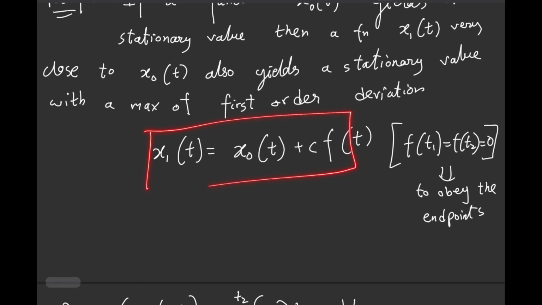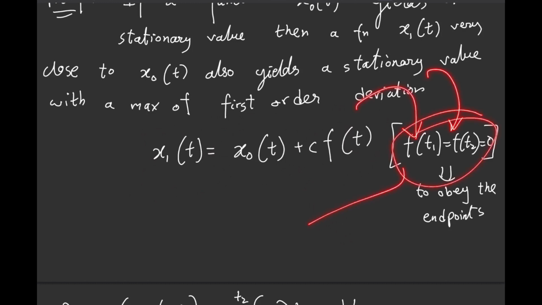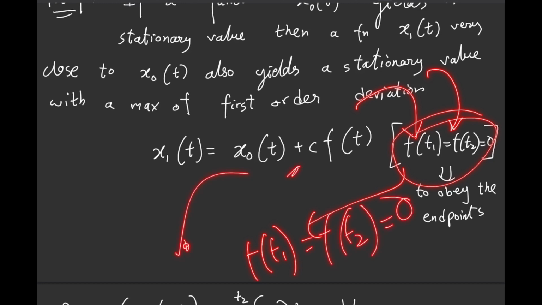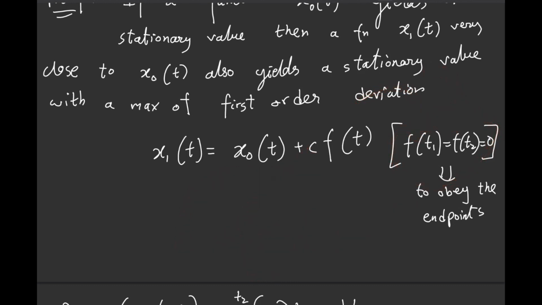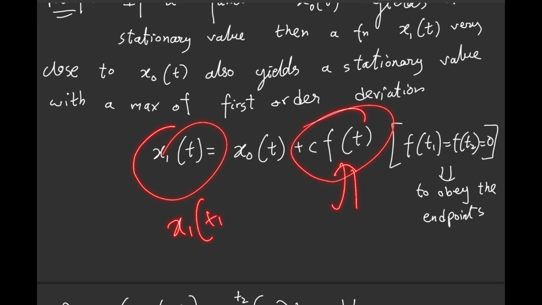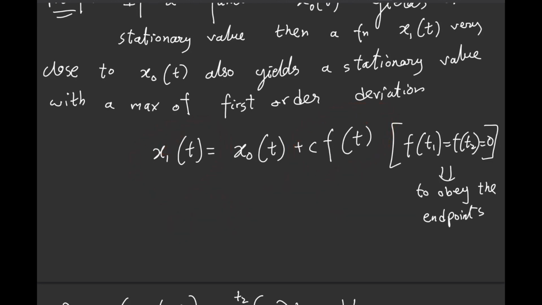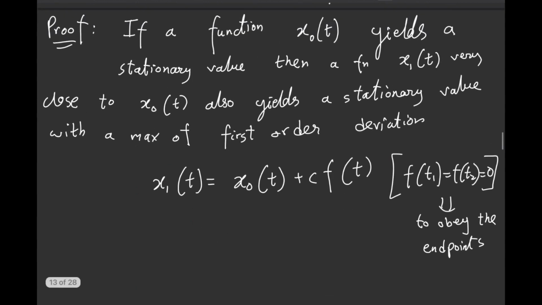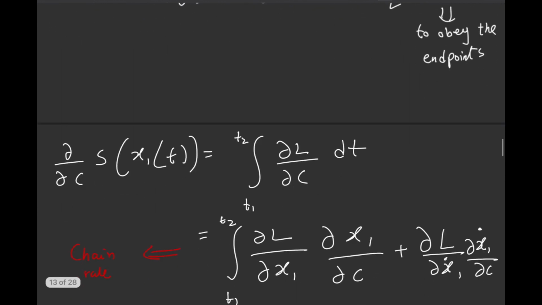So say I define x1 t as x naught t plus c f of t, where c and f of t are two arbitrary functions with only one condition on f of t, that is, the endpoints f of t1 and f of t2 must be 0, as the endpoints for all functions must be same. So if it is non-zero at t1 and t2, then x1 of t1 would be unequal to x naught of t1, and the endpoints would not be same, which is violating our initial condition.